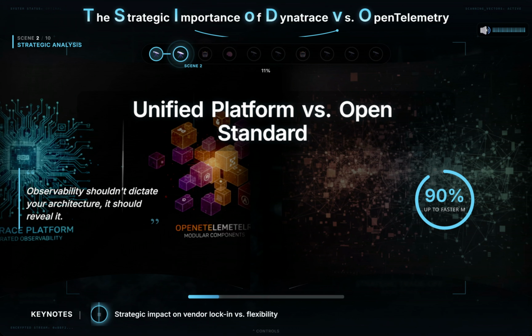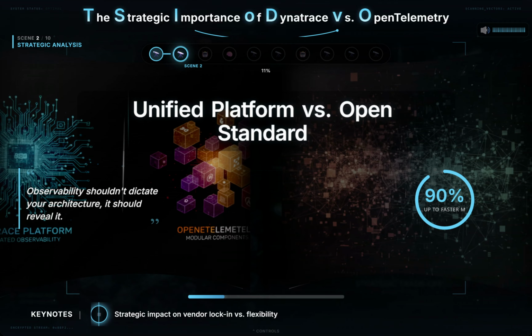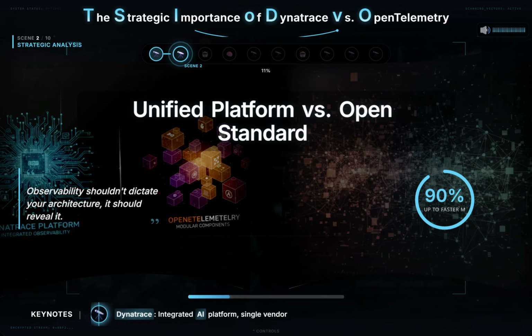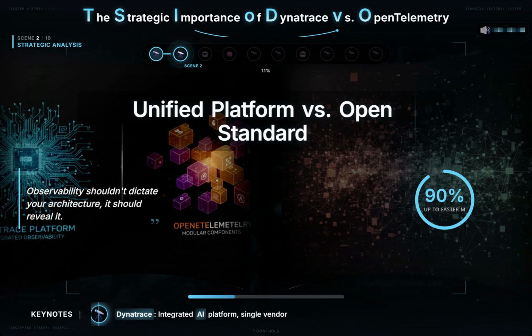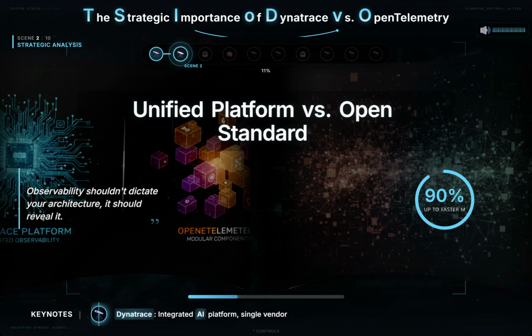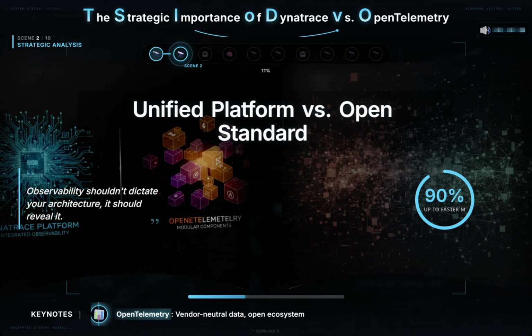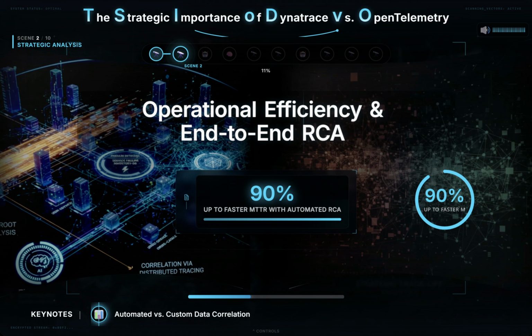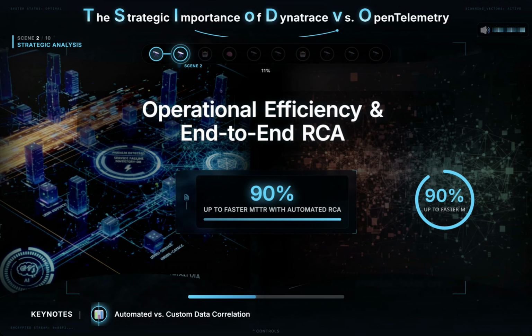Dynatrace, in essence, offers you a meticulously designed, prefabricated blueprint for observability, complete with automated discovery and AI-powered insights. It's a powerful, all-in-one solution that takes much of the integration burden off your plate. OpenTelemetry, on the other hand, provides the standardized building blocks, the common language, for you to construct your own observability blueprint. It's about data portability, avoiding vendor lock-in, a concern I know many of you feel deeply when considering proprietary solutions. But this flexibility comes with the responsibility of integrating and managing the back-end systems that will process and visualize that data.